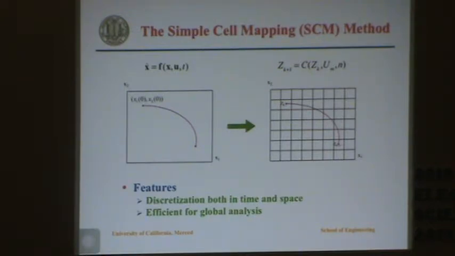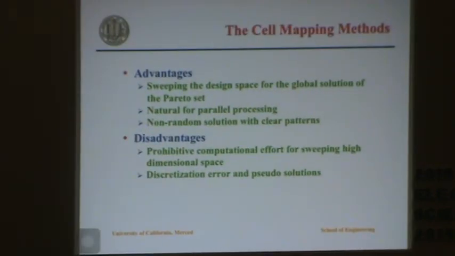So now we said the genetic algorithm is actually pretty good. The only problem is it is kind of random, and the convergence gets even slower as it approaches the Pareto set. So for the cell mapping methods, let me summarize the methods in terms of the optimization problem. You notice that I keep saying that you can collect all the information from all the boxes and form a database. That's really the sweeping approach. You sweep over the whole design space, therefore you can obtain the global solution of a Pareto set. That's what cell mapping can do.